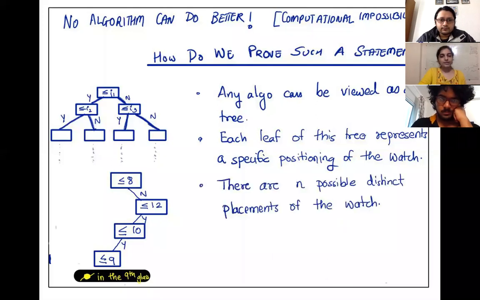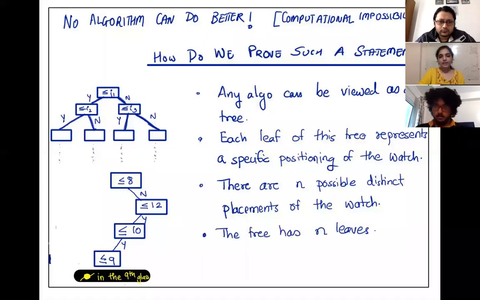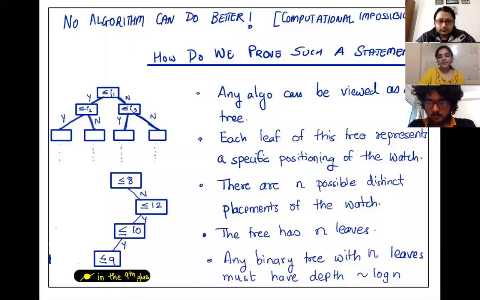All right. Now there are n possible distinct placements of the watch. There are n glasses, so it could be under 1, under 2, etc., up to under n. So there are n leaves in this tree, because each leaf uniquely represents a positioning of the watch. And now you can appeal to a simple graph theoretic fact that any tree that has n leaves has depth at least log n. It's a binary tree. We are using that also.